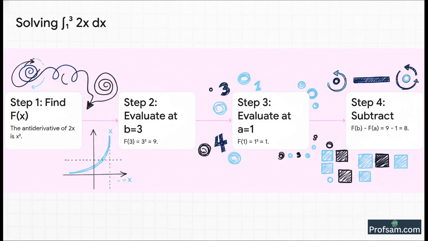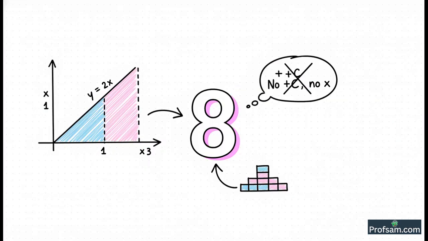Step 2, now we evaluate f of x at the upper limit, b equals 3. We plug in 3, so f of 3 is 3 squared, which gives us 9. Step 3, let's do the same for the lower limit, a equals 1. f of 1 is 1 squared, which is just 1. And now for the grand finale, step 4, we subtract. We take f of b minus f of a, which for us is 9 minus 1. And the answer is 8. Just 8. A single, clean, beautiful number. No plus c, no x, just 8.